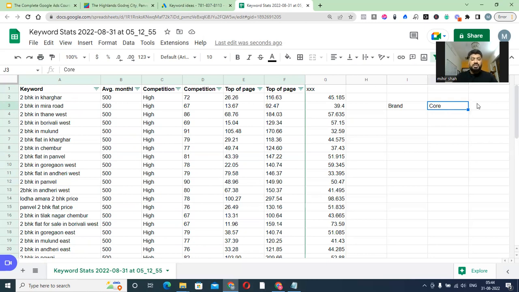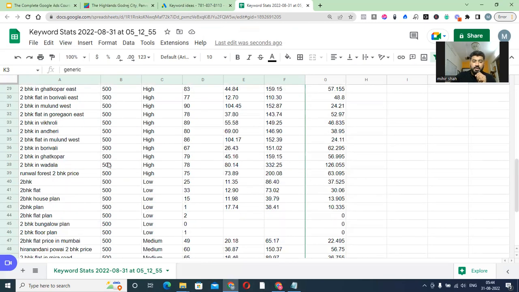The next is generic keyword. The generic keyword basically is something which is not a direct action, but rather indirect or a long form of the same keyword. Usually, the easiest way to identify this type of keyword is to look at the low competition keywords. So here, when you see 2 BHK, it is a different story altogether. 2 BHK flat house plan, house plan, 2 BHK plan, 2 BHK bungalow plan.